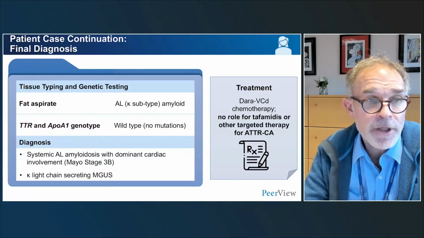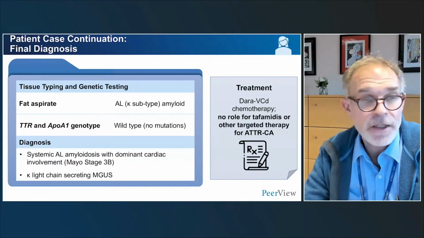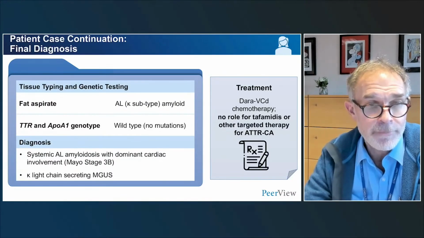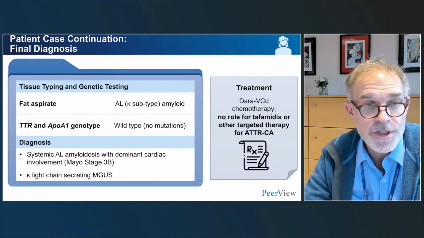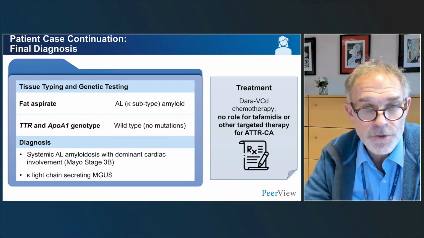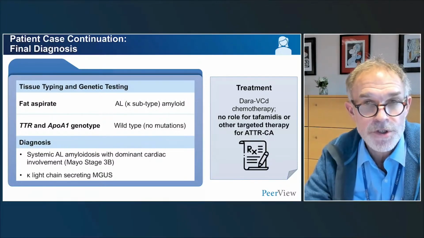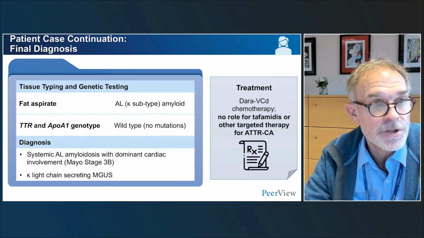So she has a kappa light chain monoclonal gammopathy and systemic AL amyloidosis, despite the findings of an abnormal DPD scan, and she was treated with DARA-CVD chemotherapy, and there's absolutely no role for tafamidis or treatments for ATTR amyloidosis in this condition, which is a totally different condition.